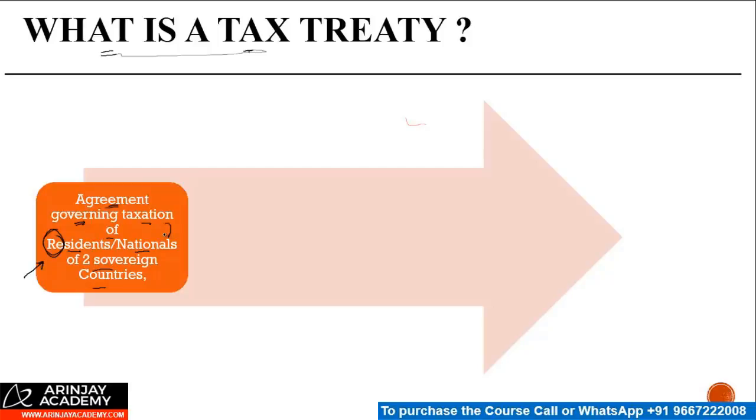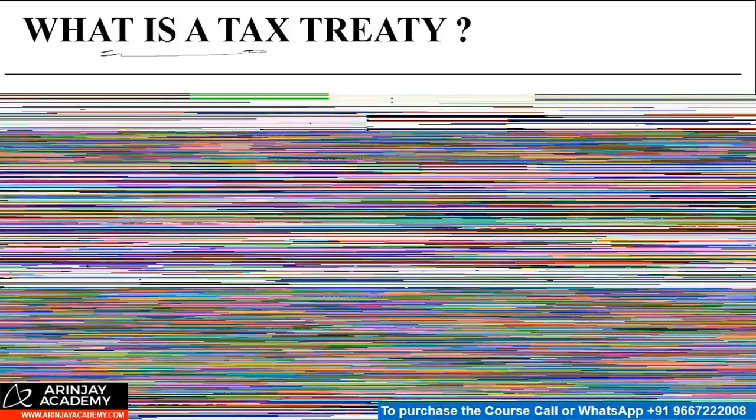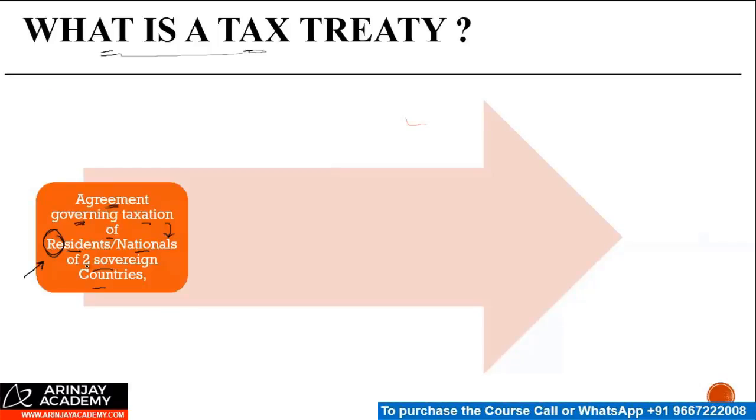But in some countries, there may be nationality based taxation whereby even though for tax purposes you may not be a resident, if you're a national of that country, you have to pay taxes there, right? So in a typical tax treaty, the manner in which the taxation has to work for the residents or the nationals of two countries is given.